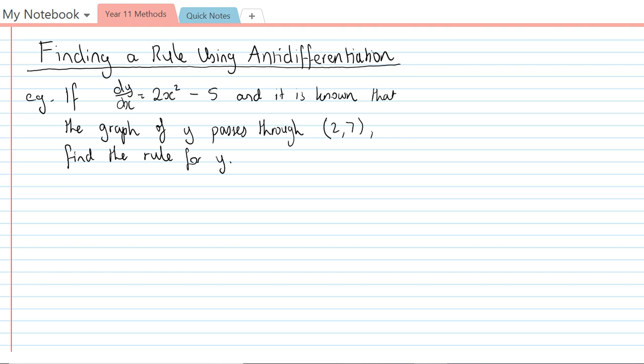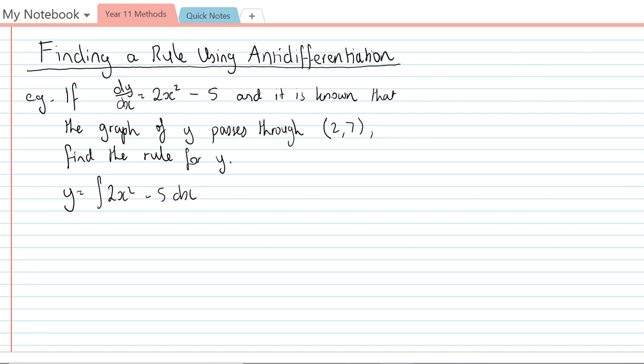So I've written a problem here: if dy/dx equals 2x squared minus 5 and it is known that the graph of y passes through (2, 7), find the rule for y. So the first thing we need to do is figure out what y is, and we get that by anti-differentiating. So y equals the antiderivative of 2x squared minus 5 dx.